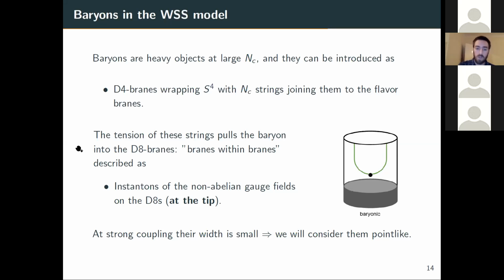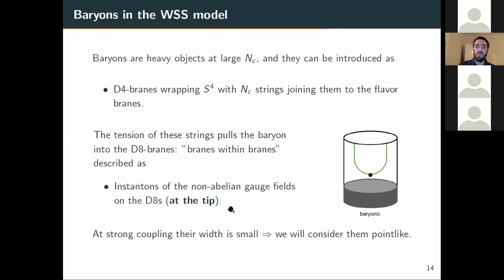At strong coupling, however, the width of this instanton is very small, and for the purpose of this talk, I'm going to consider it just as a point-like source. But none of what I'm about to say depends on using point-like sources, and we checked this explicitly and did the computations. It's just simpler and easier to see, but if you do it with the full-fledged instantons in some approximation, it works as well.